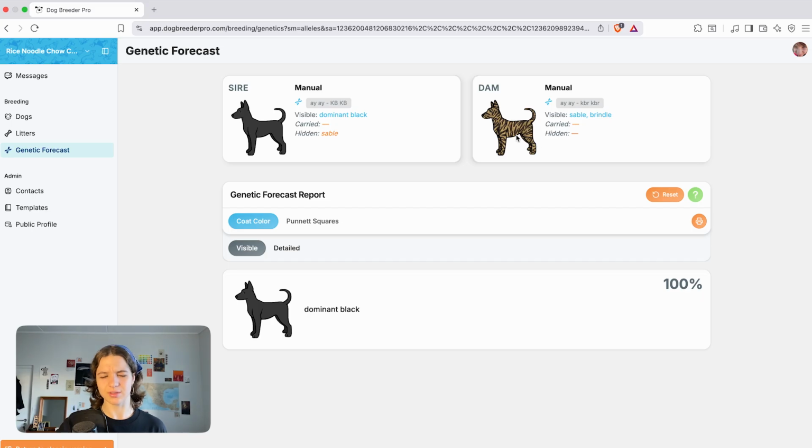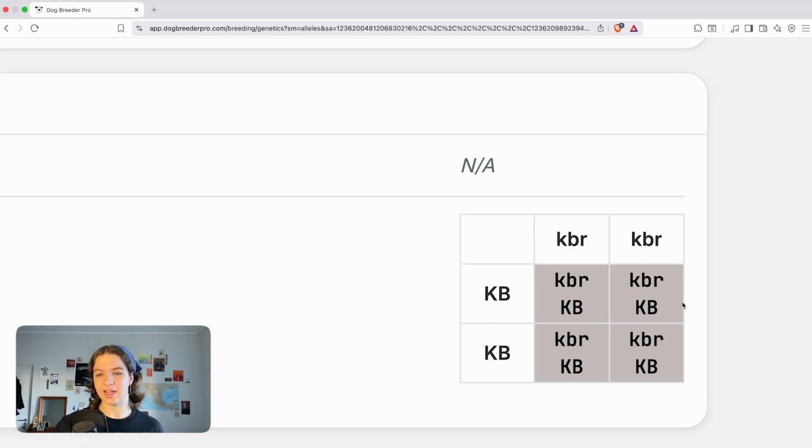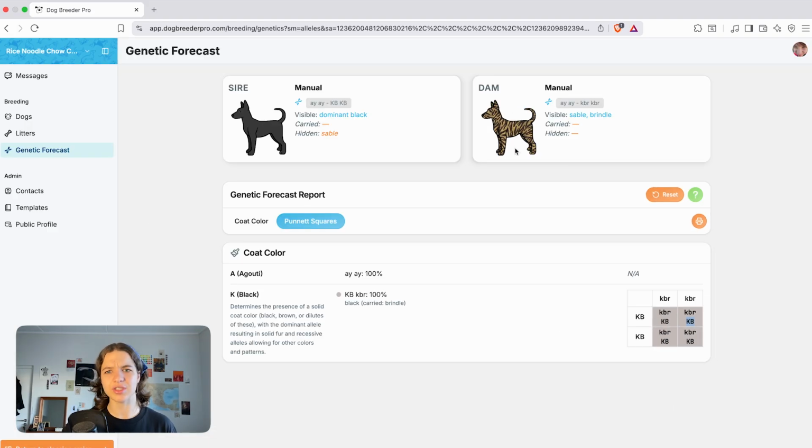So what about this brindle? Well, if I go to Punnett Squares, I can see here that in every single square of this Punnett square, there will be a dominant black gene. So by looking at this Punnett square, I can tell that every single possibility has a dominant black gene that will overpower the brindle. And that is why, even though this dog is fully visibly brindle, dogs in this litter will never have a brindle coat.